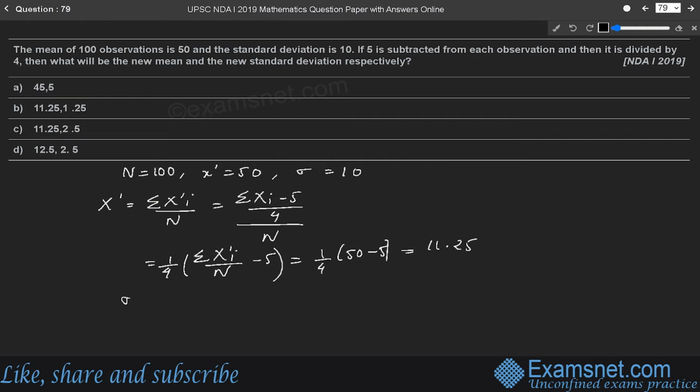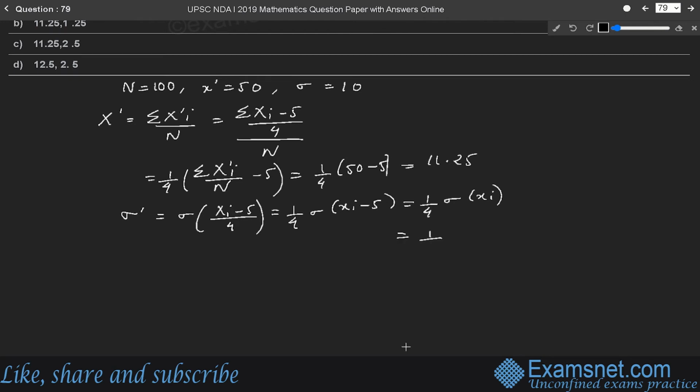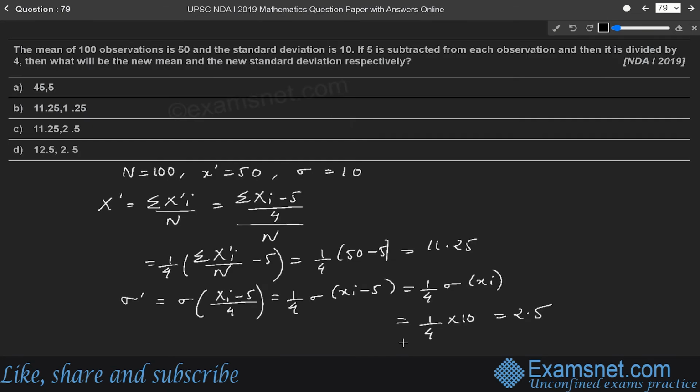Now we have the value for x dash. Now let us find the new standard deviation, which will be sigma dash is equal to sigma of (xi minus 5) upon 4, which gives 1 by 4 sigma of (xi minus 5), which is equal to 1 by 4 sigma of xi. So further solving, it will be 1 by 4 into 10, which is equal to 2.5. So the value for the new mean is 11.25 and the value for the new standard deviation is 2.5. Therefore, the correct option here is option number C.